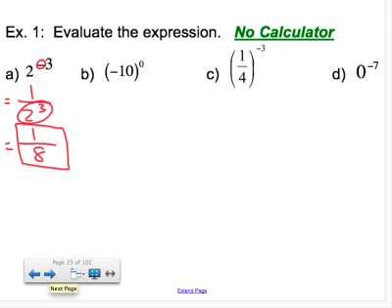Okay, part B, this is the nice thing about the zero property. It's simple. Anything raised to the 0 is just 1. I'm done. That's it. No work to be shown. Okay, in C, you can do this one however you want.